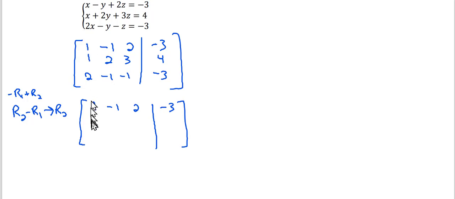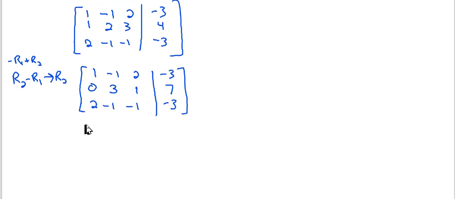So I'm going to do 1 minus 1 is 0. 2 minus negative 1 is 3. 3 minus 2 is 1. 4 minus -3 is 7. Let's copy this guy over because we are only changing row 2 at the moment.